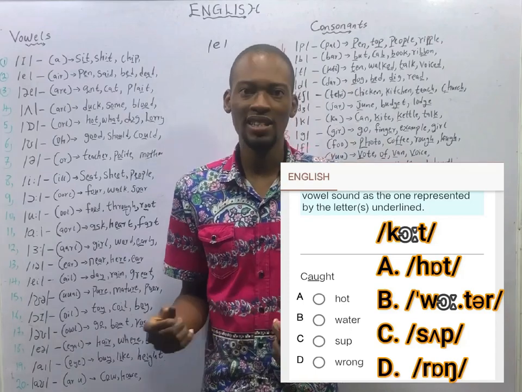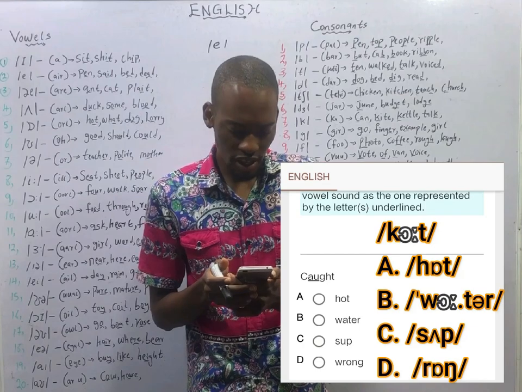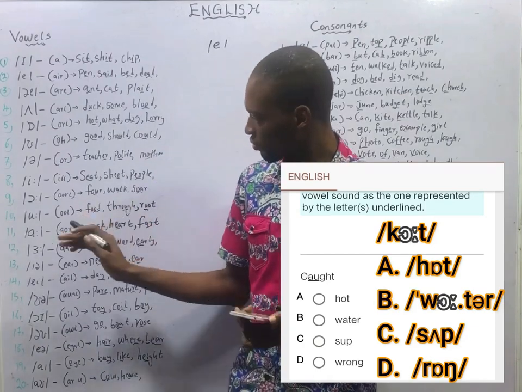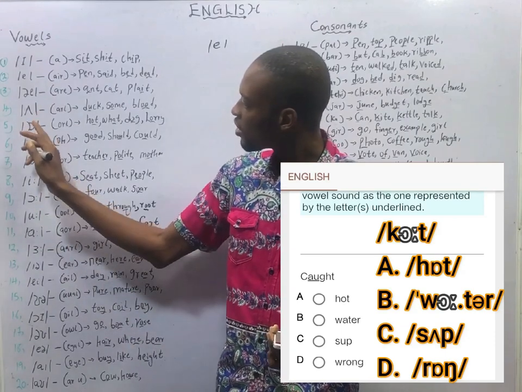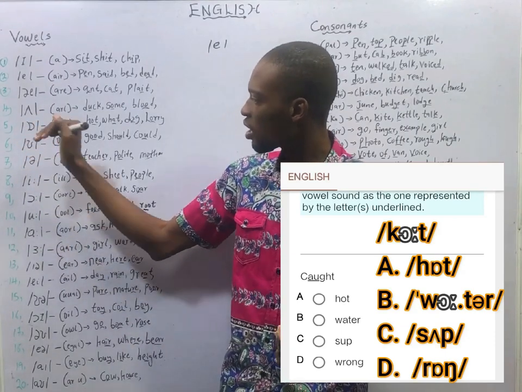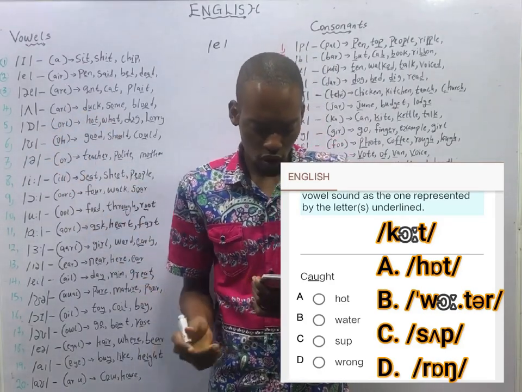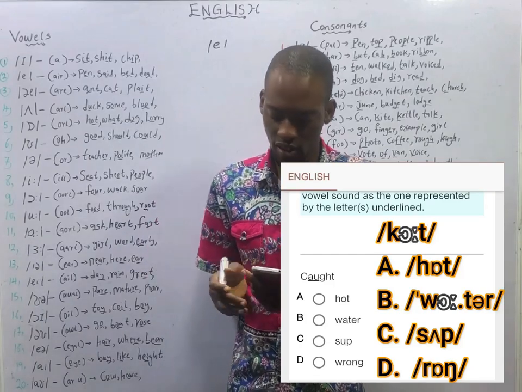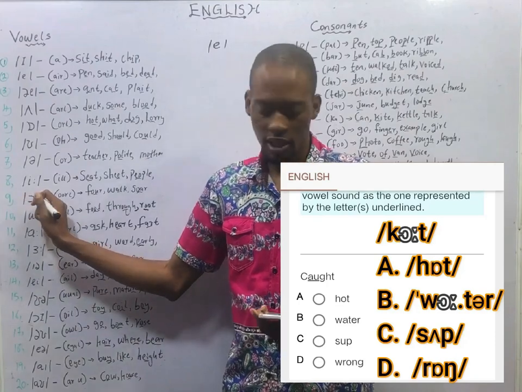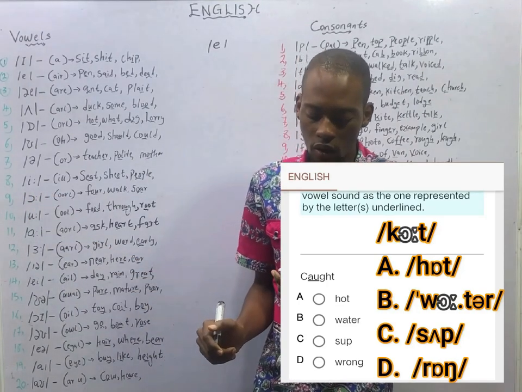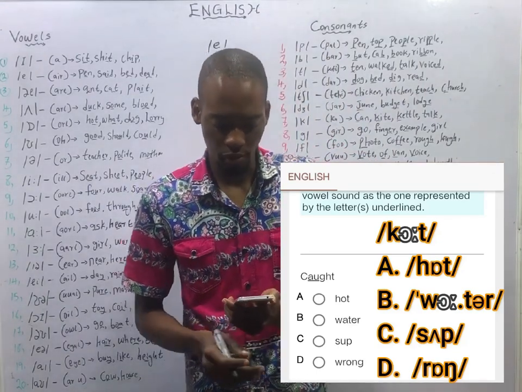Which of the options has the all sound? Let's take a look at them. Option A, "hot". Option A has the all sound. Where is it? All, as in hot, dog, lorry. Option B, "water". Water possesses the all sound, as also seen in "cut". So that makes option B the correct option.